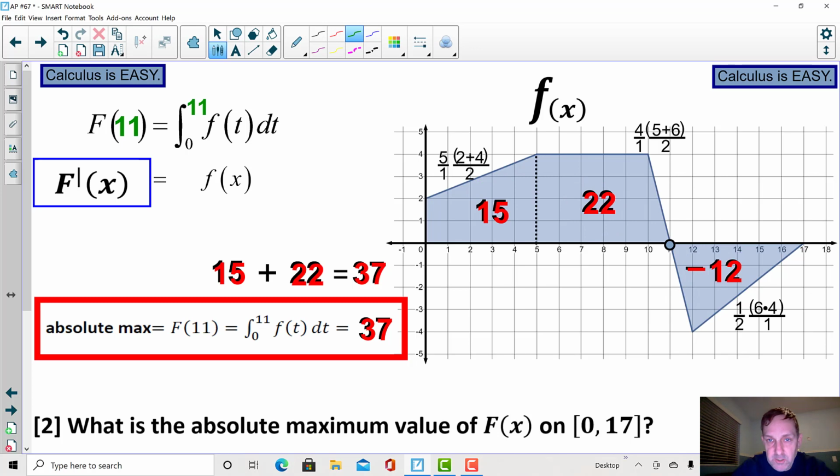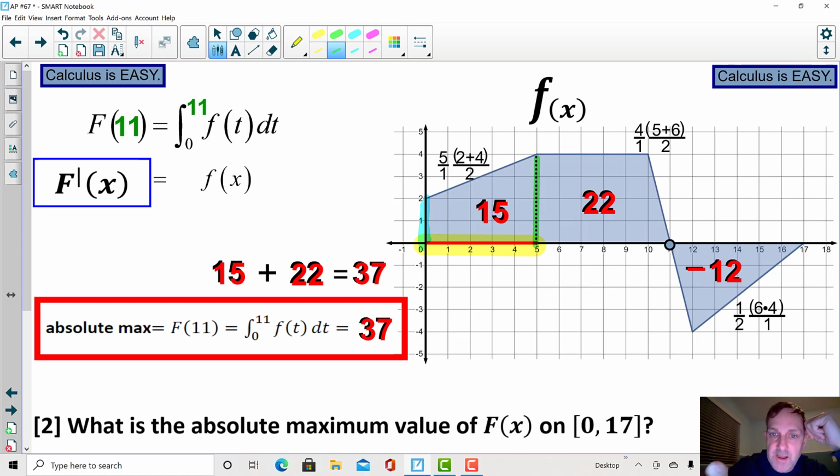So let's take a look. It's a little bit of geometry. For the first one, I'm going to go ahead and do the area of a trapezoid. The area of the trapezoid is going to be the width. So this is my width right here. And then times the average height. So one of my heights is 2. The other height is 4.